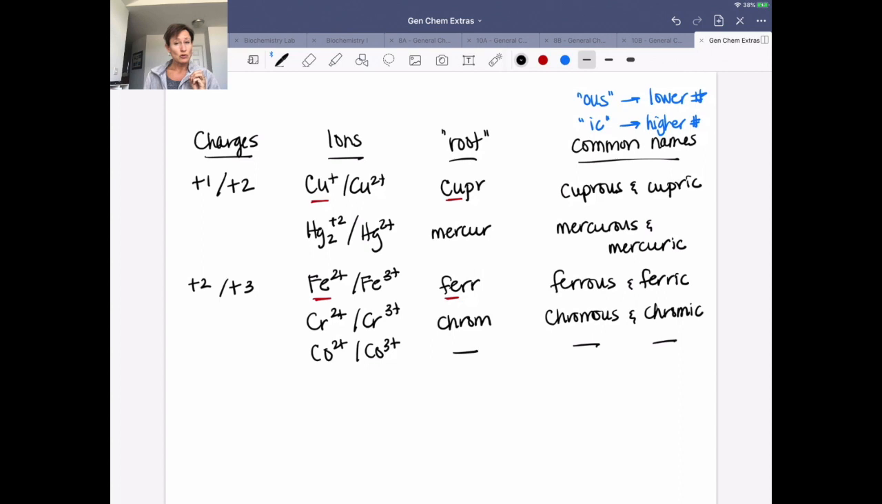All right, the last group are 2 that I want you to know that come as +2 and +4 flavors. This is going to be tin and lead. So let's start with tin. Tin is going to be Sn, so it's Sn2+ and Sn4+. The root is stan, and this helps us understand why the chemical symbol for tin is Sn. So we're going to have stannous and stannic.